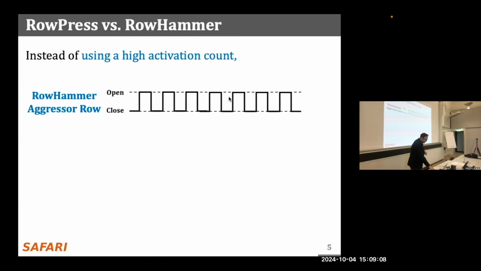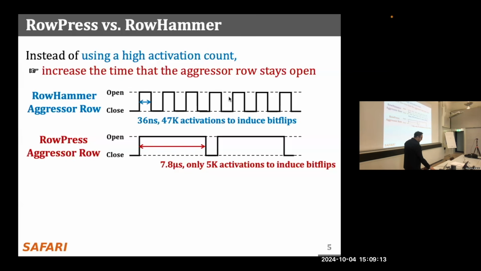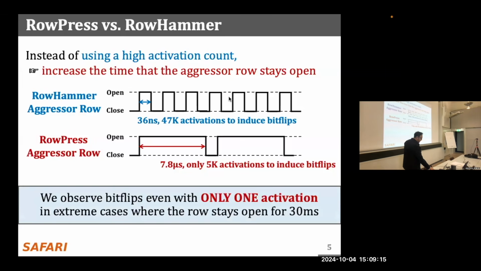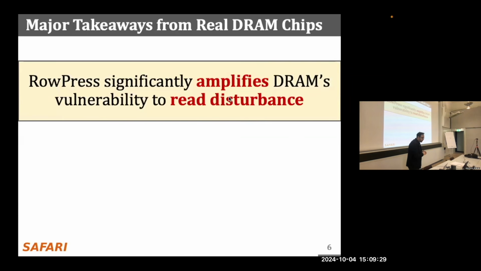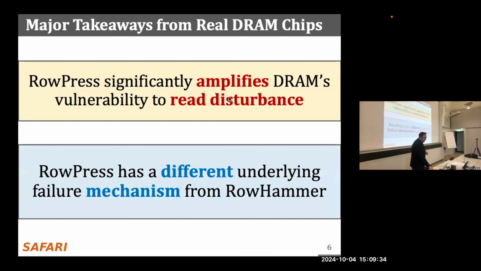So let's see the experimental data. Here's a more pictorial description of this memory access pattern. I already presented it to you yesterday, so I'm not going to go over it. But essentially, as you increase the time your row stays open, you can reduce the necessary activation count to induce a bit flip. So RowPress significantly amplifies DRAM's vulnerability to read disturbance, and it has a different underlying failure mechanism from RowHammer. These are our two key takeaways from the experimental characterization.